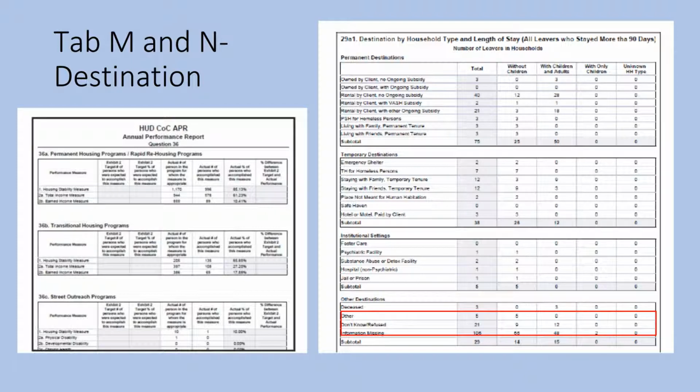If a client's exit destination is other, you must specify the destination. Tab N shows performance measures for exit destination. The program types listed are permanent housing/rapid rehousing, transitional housing, street outreach, services only, and safe havens. These program types are not exit destinations. They are referring to your program. So, for example, if you are a transitional housing program, you only need to refer to the table that says Transitional Housing Programs on tab N. You should not see data on the other tables.